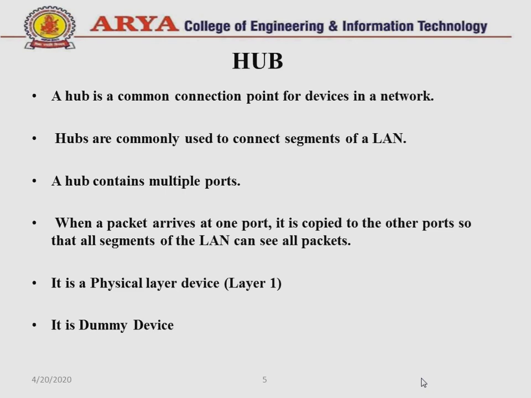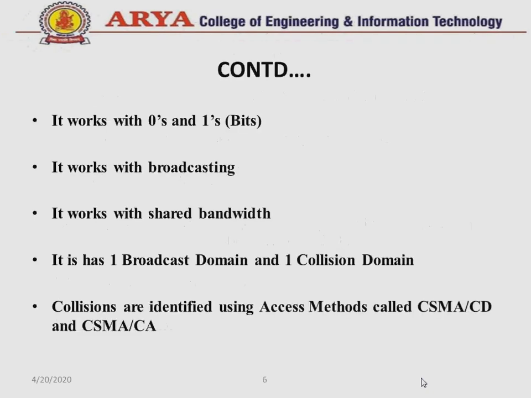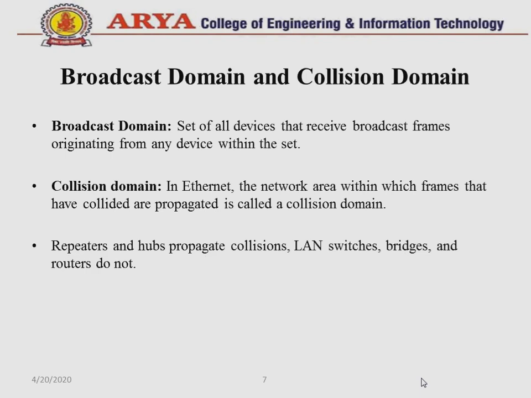It is a physical layer device and is also called a layer 1 device. It is a dumb device. It works with zeros and ones and works with broadcasting. It uses the concept of shared bandwidth and it has one broadcast domain and one collision domain. Collisions are identified using the access methods CSMA/CD and CSMA/CA, which we have already discussed in the last lecture.